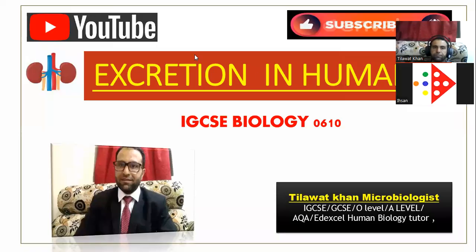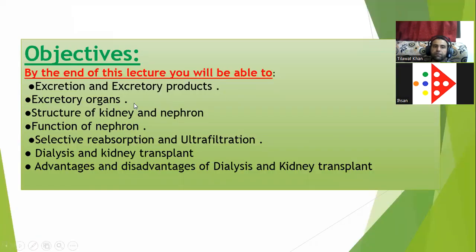All right, so the topic of discussion is excretion in humans. First of all, in this chapter, these are the outlines of the lecture: excretion and excretory products, excretory organs, structure of kidney and nephron, function of nephron, selective reabsorption and ultrafiltration within the nephron, dialysis and kidney transplant, and the advantages of dialysis and kidney transplant.